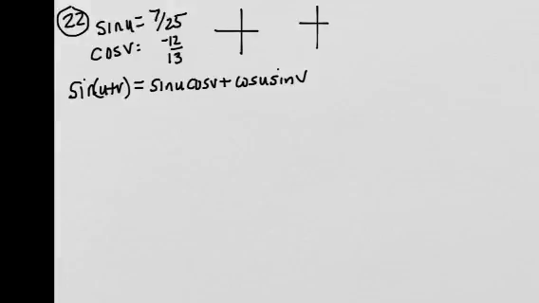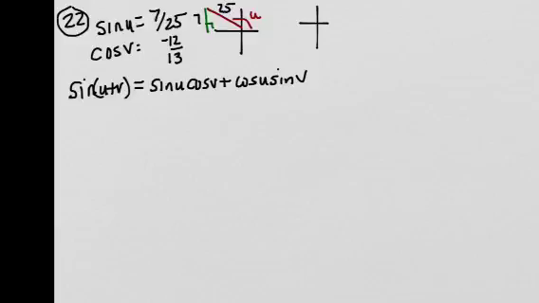Alright, so 22. They give you those two ratios, one for sine u and one for cosine v. They also tell you that both angles u and v are in quadrant 2, so you draw this angle here in quadrant 2. This is angle u, and we always draw it to the right angle to the x-axis. Okay, so then sine u is 7 over 25, so that makes this 7 and this 25.